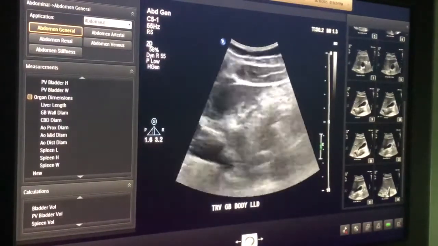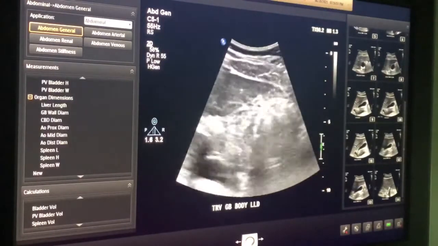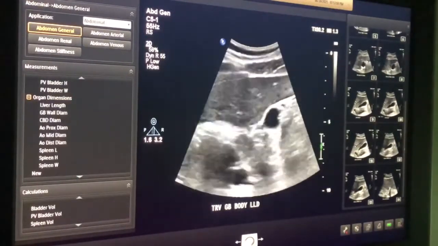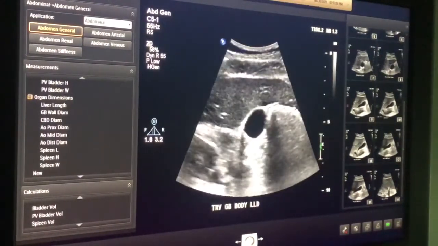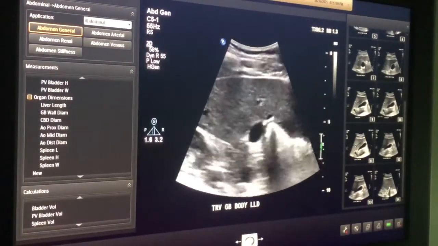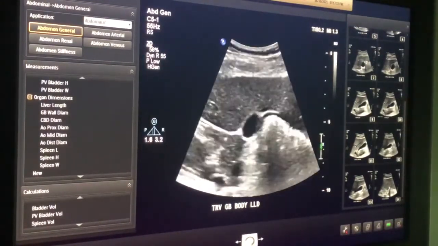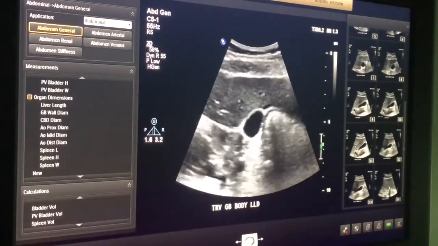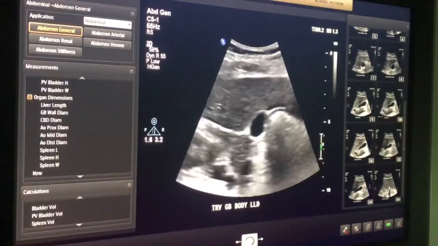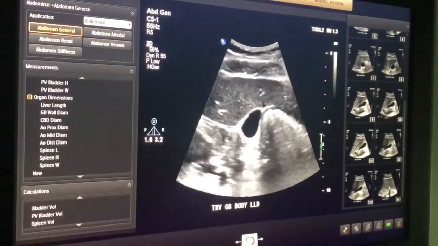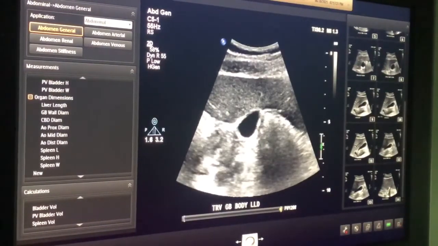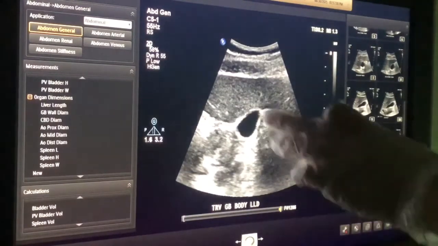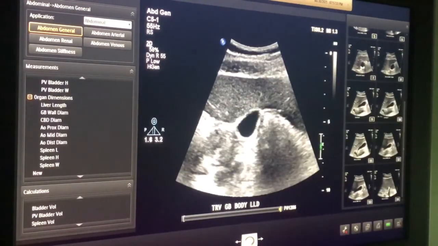Deep breath in and hold, patient. So again, I'm following it all the way out, fundus, and back to make sure I don't get the fundus on accident. Okay, patient, breathe. So this is a clear picture of her body. I kept going back and forth to make sure I wasn't accidentally getting the fundus because her gallbladder is pretty short and they're pretty close together, so I didn't want to get the fundus on accident.